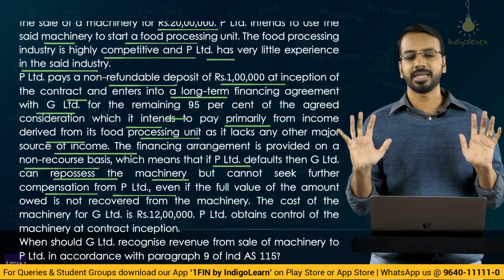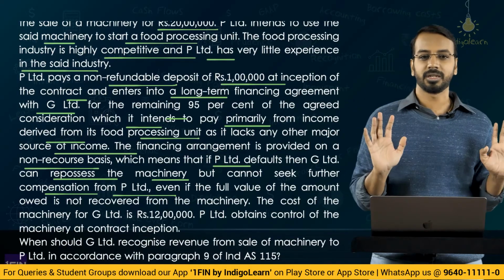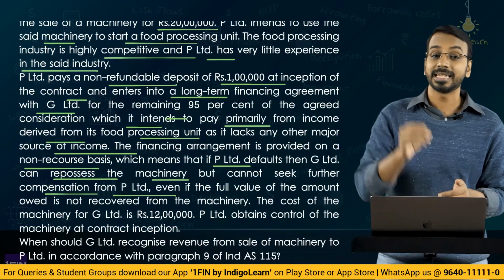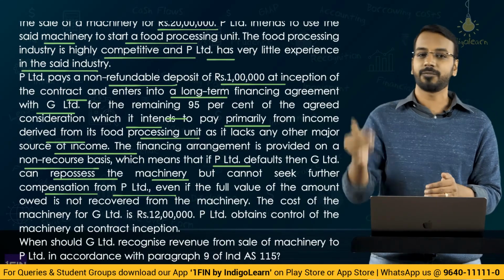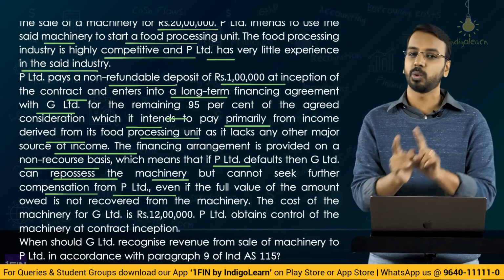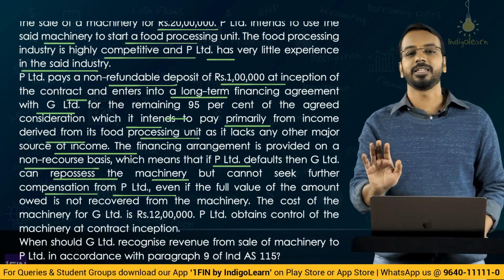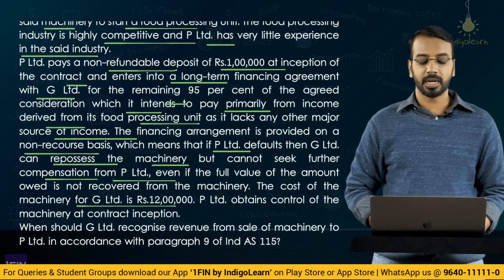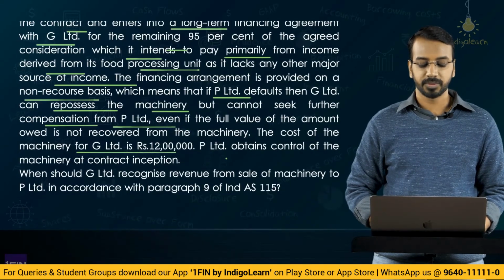So, G Limited says, I don't have money, you please take back the machinery. I will not pay anything extra. Maybe the amount of machinery is less than the amount recoverable from P Limited in the future. Even then, P Limited will only give back the machinery, they will not pay anything beyond that. The cost of the machinery for G Limited is 12 lakhs. So, the cost is 12 lakhs and they have agreed to sell it for 20 lakhs.